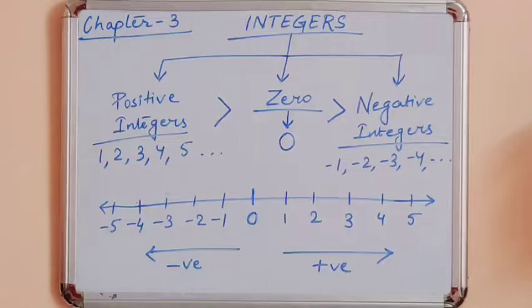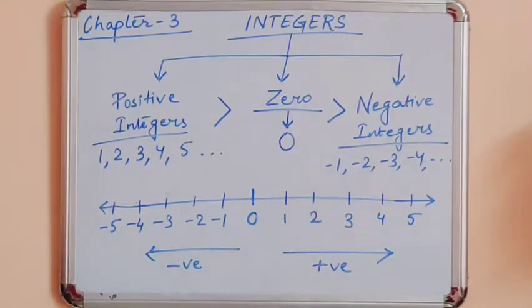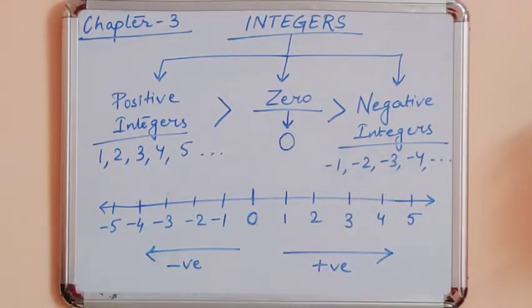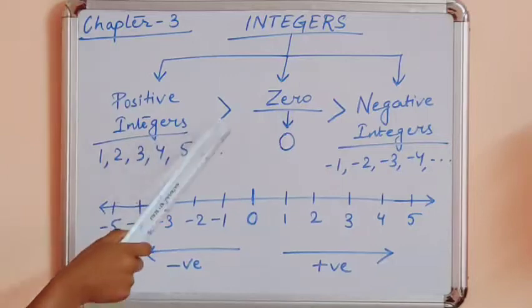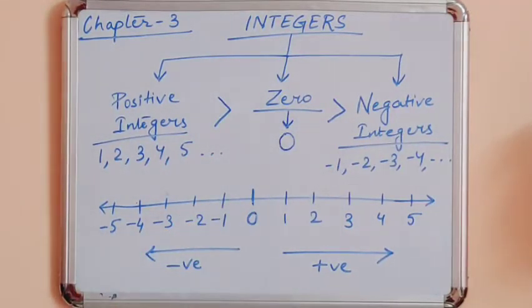In the same way, negative integers, say -1 or -2, all these numbers are less than 0. 0 is greater than these numbers. So all the negative numbers are less than 0. Hence we can conclude that positive integers are greater than 0 and 0 is greater than negative integers.